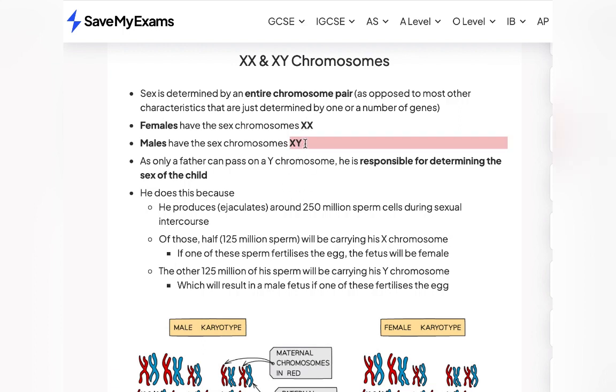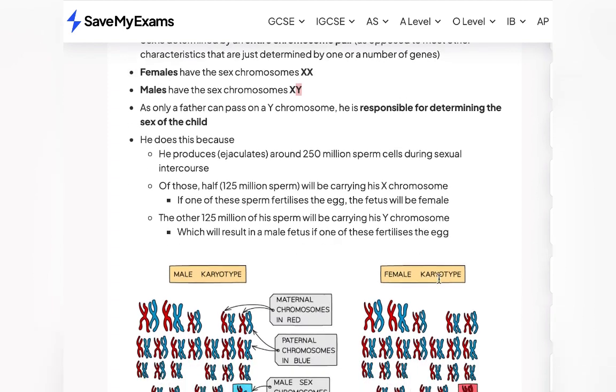If any of this one, the Y, the second half of the 250 million, gets to this female chromosome, which is XX, then a male child will be formed. A male child will be formed in the fetus. So this is how it is done theoretically.